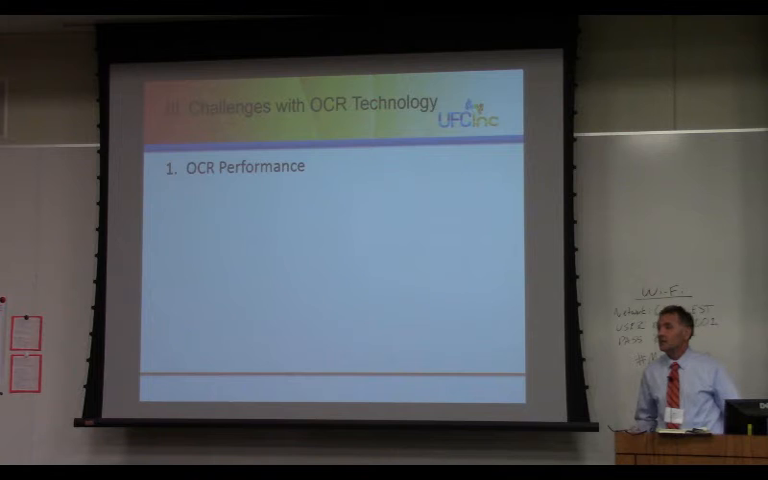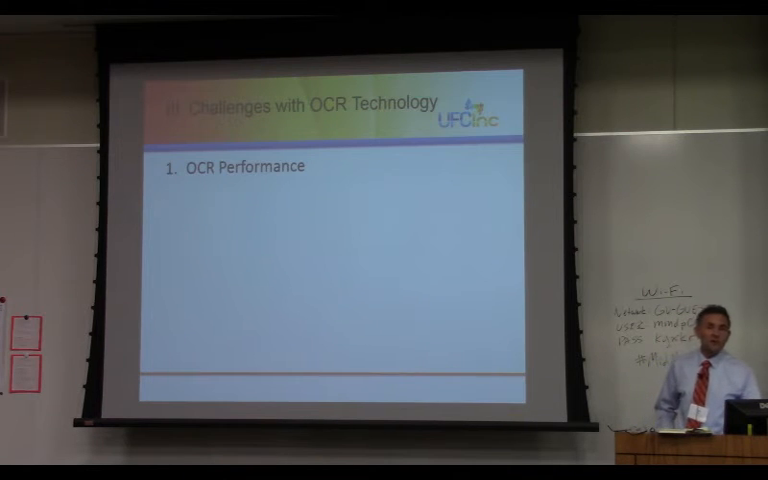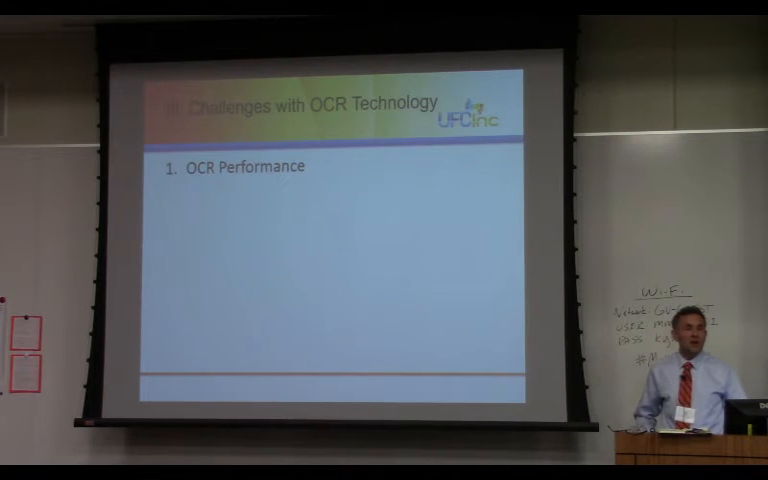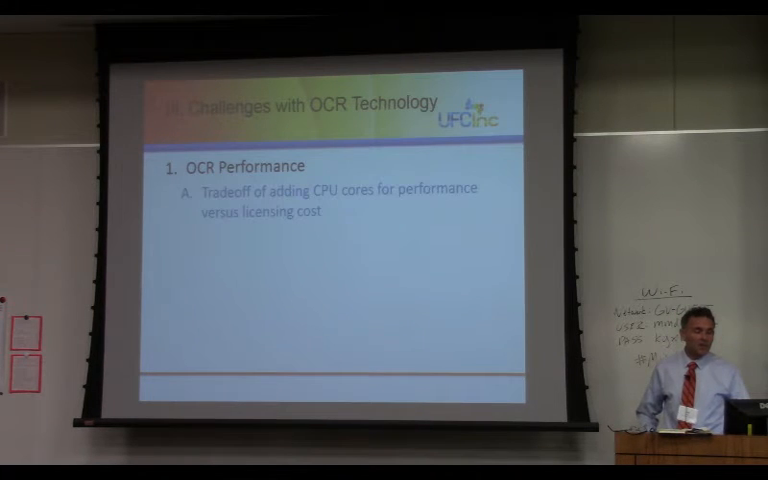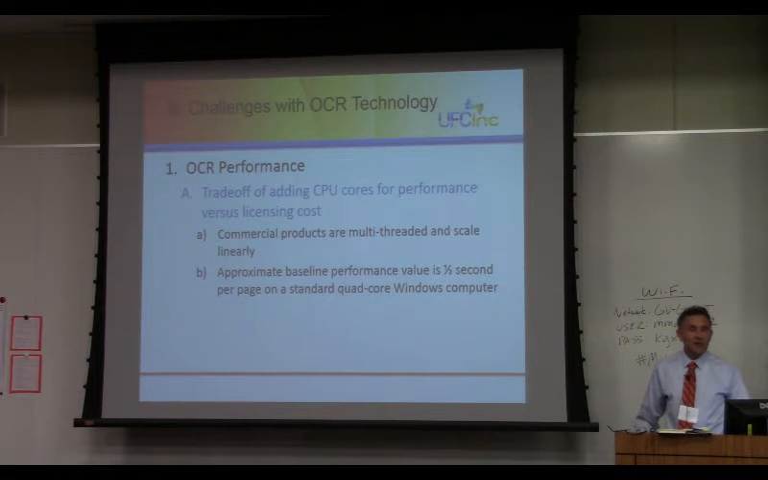Some challenges. Performance has always been a challenge in OCR, and it probably always will be. I mean, it was probably what drove technology to go to hardware OCR, some proprietary, like the post office used. So we trade CPU cores for performance. As we add CPU processing cores, performance goes up pretty much linearly for the commercial products, not so much for the open source solutions.